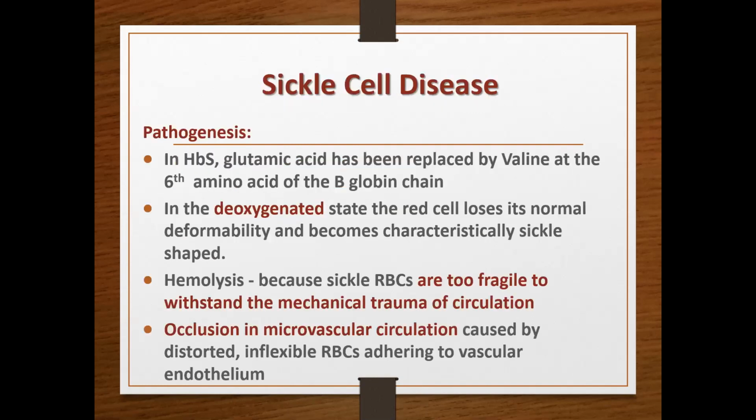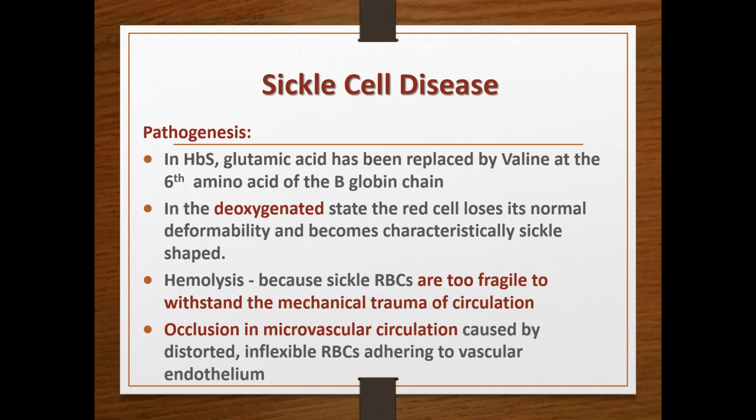The last disorder is sickle cell disease. Here it is characterized by the presence of hemoglobin S, in which glutamic acid has been replaced by valine at the 6th amino acid of the beta globin chain. This will give rise to a different hemoglobin called hemoglobin S.